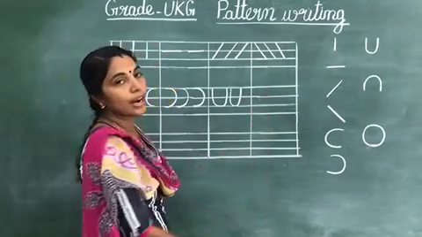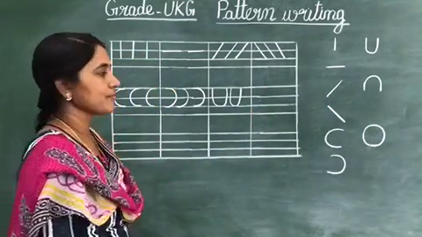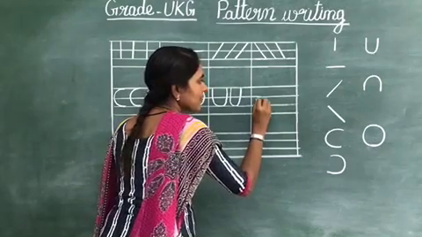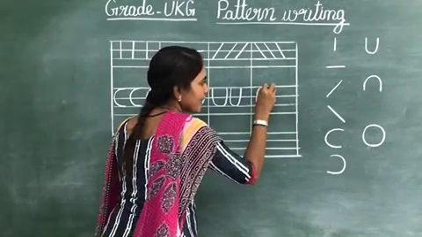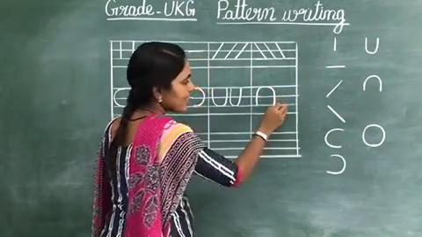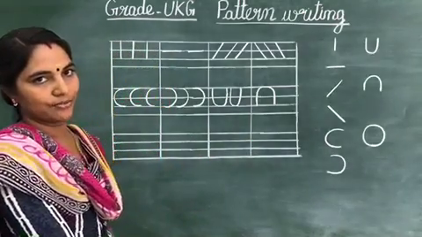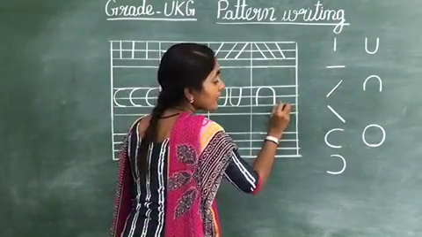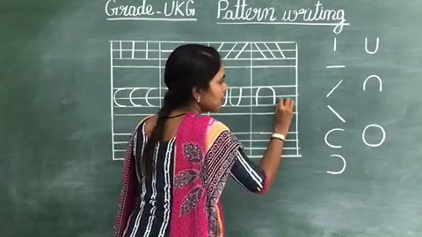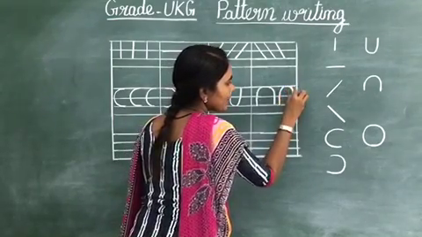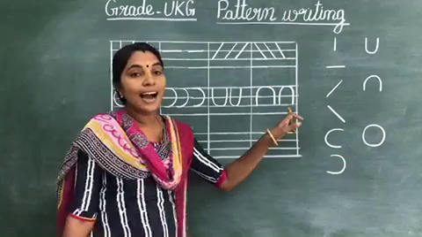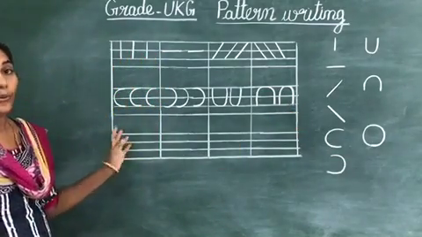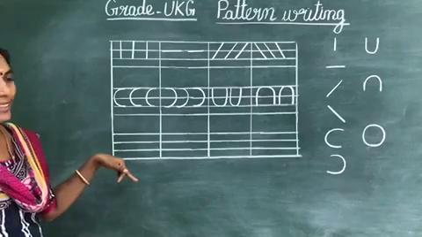Again, you have to come down to the same blue line. Now from the second blue line, go up, touch the red line, again come back. What is this? Down curve. Go up, again come back. What is this? Down curve. Okay, now shall we see how to write a circle?